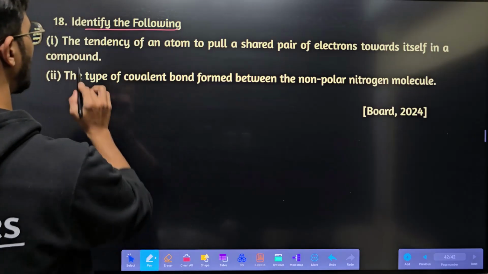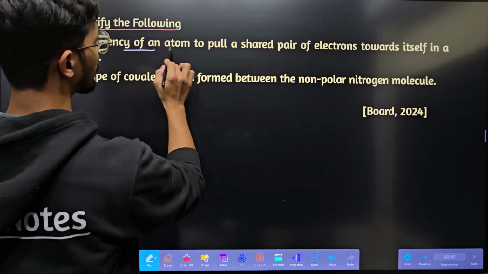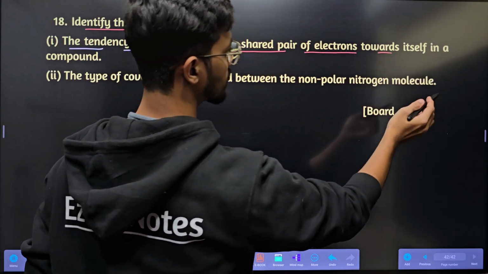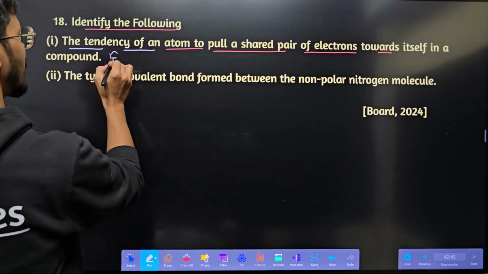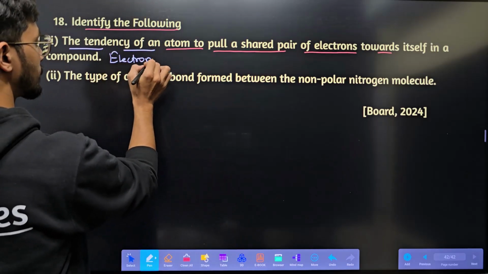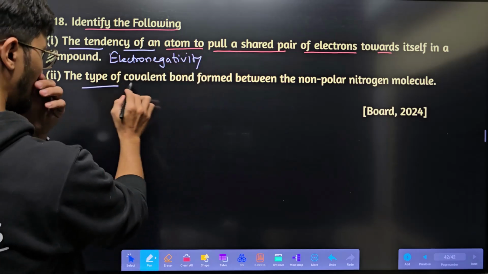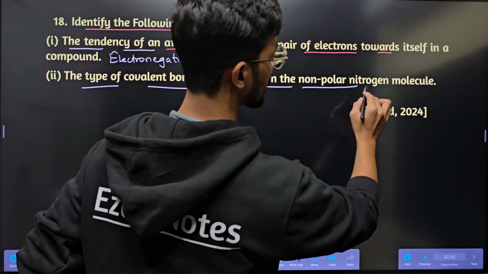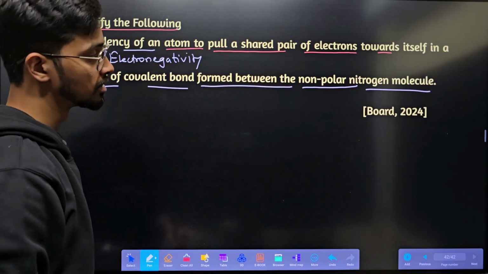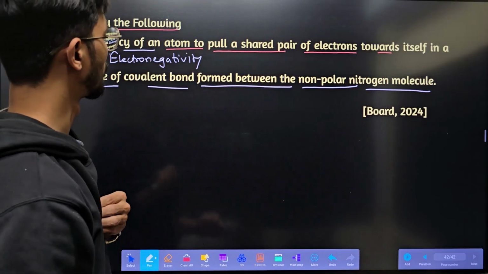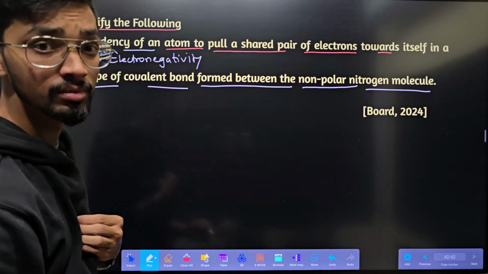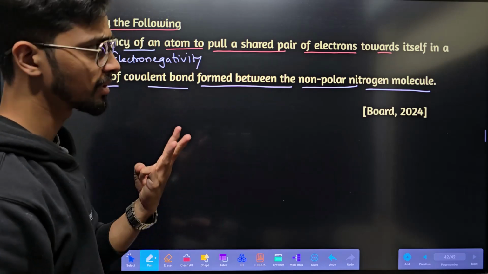Identify the following. The tendency of an atom to pull a shared pair of electrons towards itself is called electronegativity. Right? That is nothing but tendency to pull electrons. The type of covalent bond formed in a non-polar nitrogen molecule. Which type of covalent bond? Triple covalent bond.